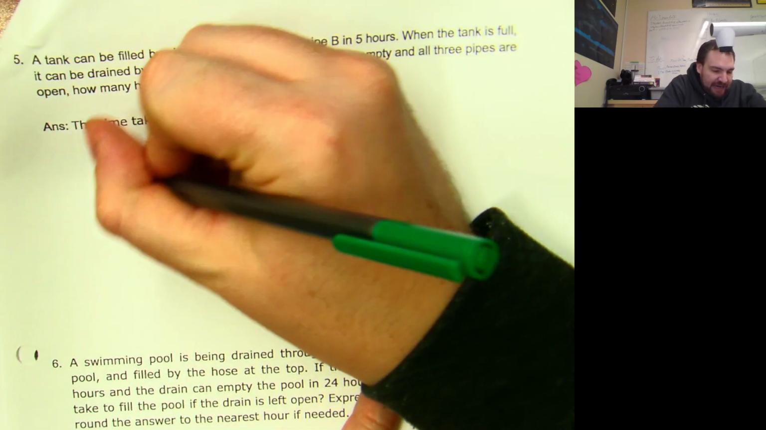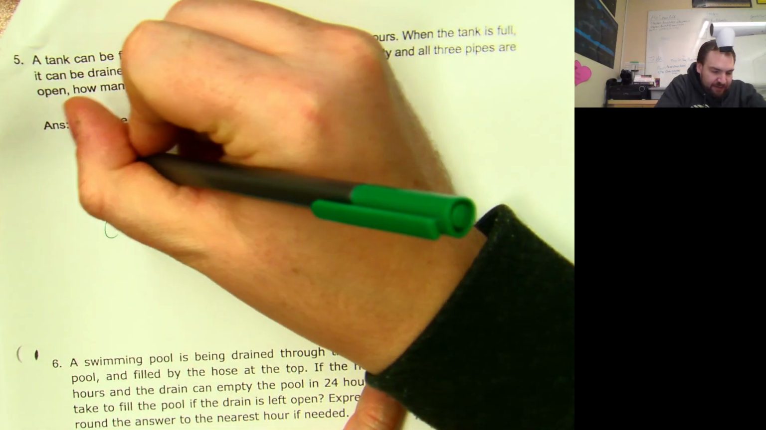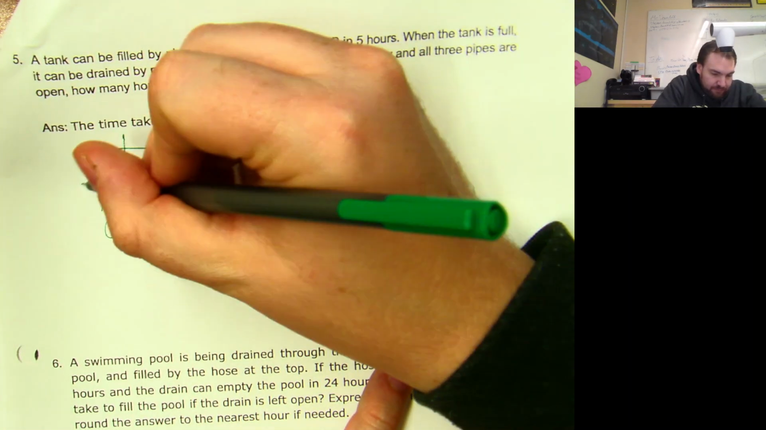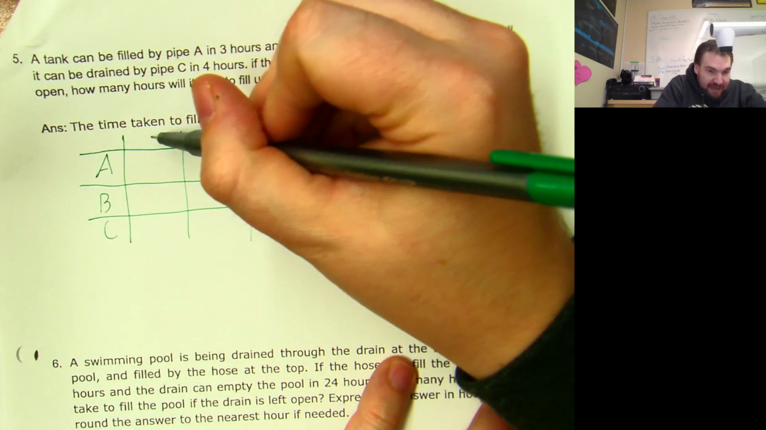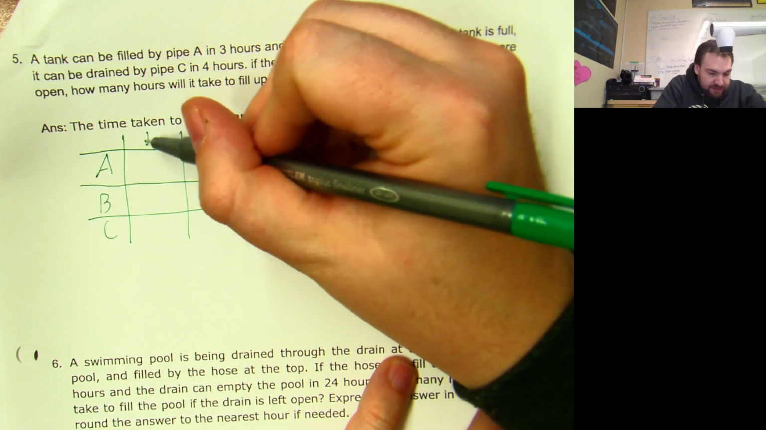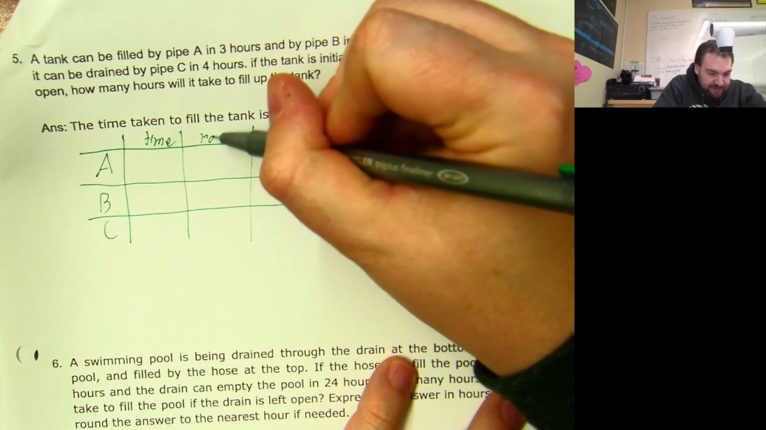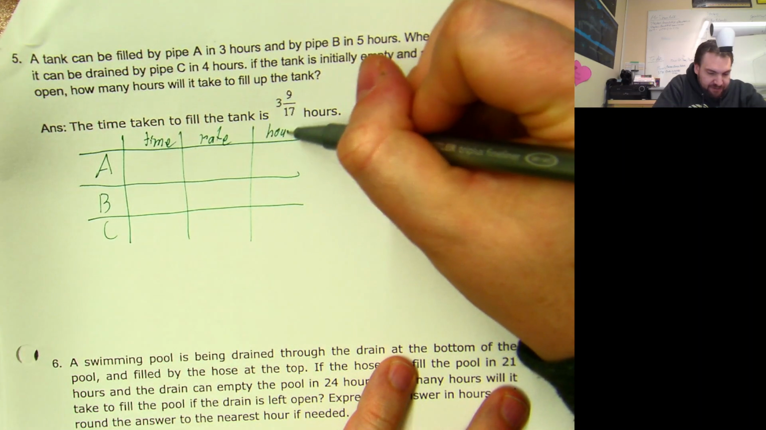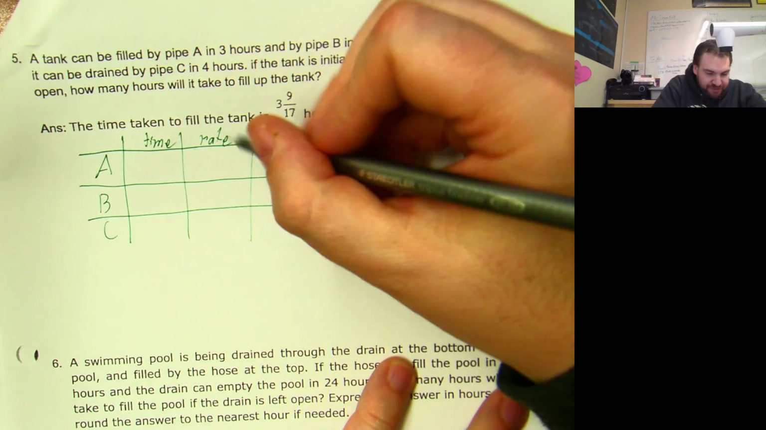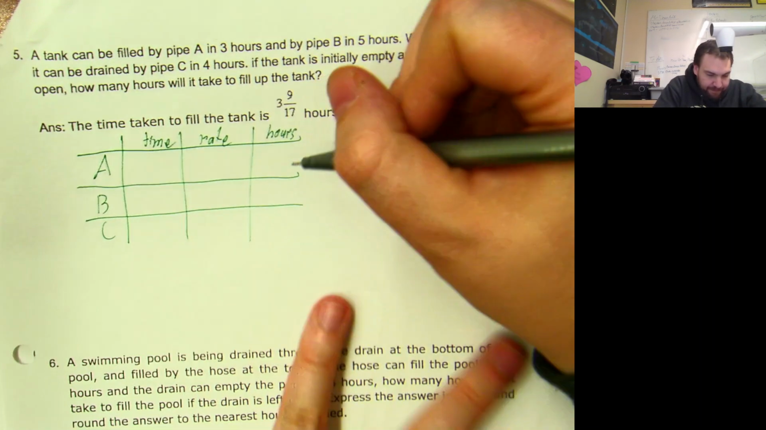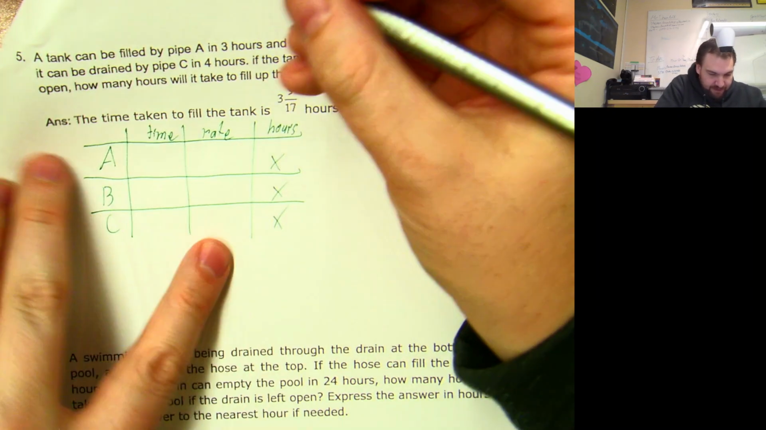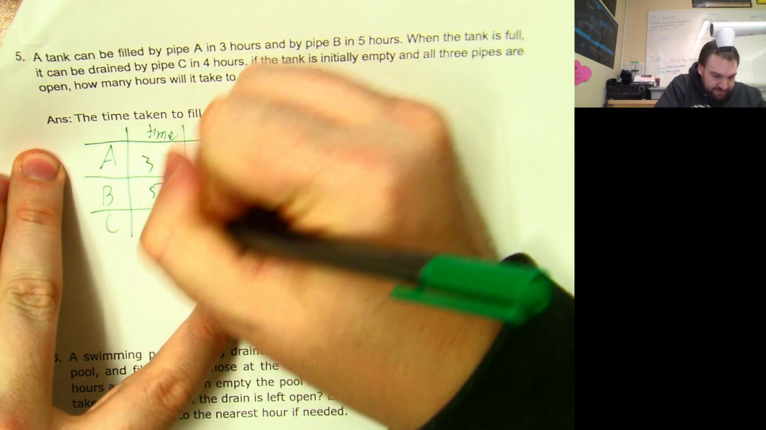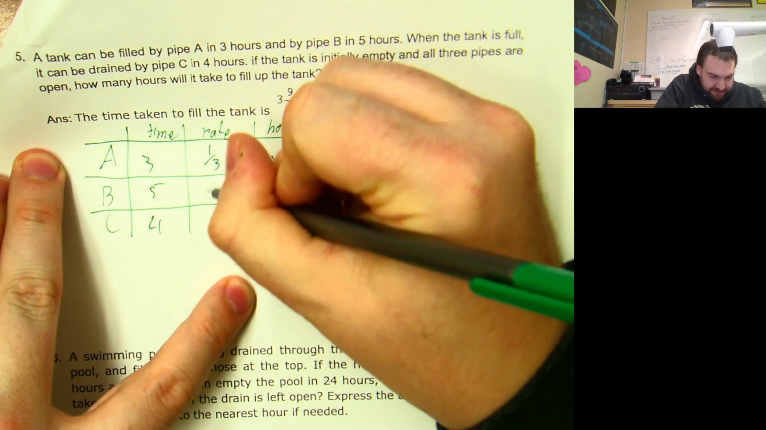So you've got pipe A, we've got pipe B, we've got pipe C. We're going to have a time, we're going to have the rate, and we're going to have the hours, which is what I'm willing to bet we're looking for. That's the thing we don't know. The time here is going to be 3, 5, and 4, so that's going to be a third, a fifth, and a quarter.